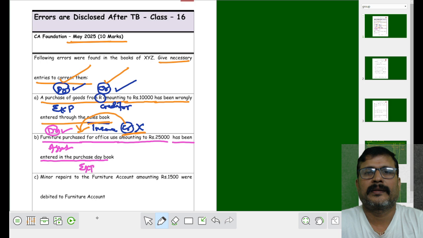Purchase day book means what? Expenses. For expenses, what do you do? You debit. So this is a wrong debit. Furniture purchased was wrongly entered in the purchase day book. Now what is your rectification? Simple answer: keep the correct in the same place, shift the wrong to the opposite place. Now what happens? Furniture account debit; purchases had a wrong debit, so put it on the credit side. What is the entry? Furniture account debit to purchases account.